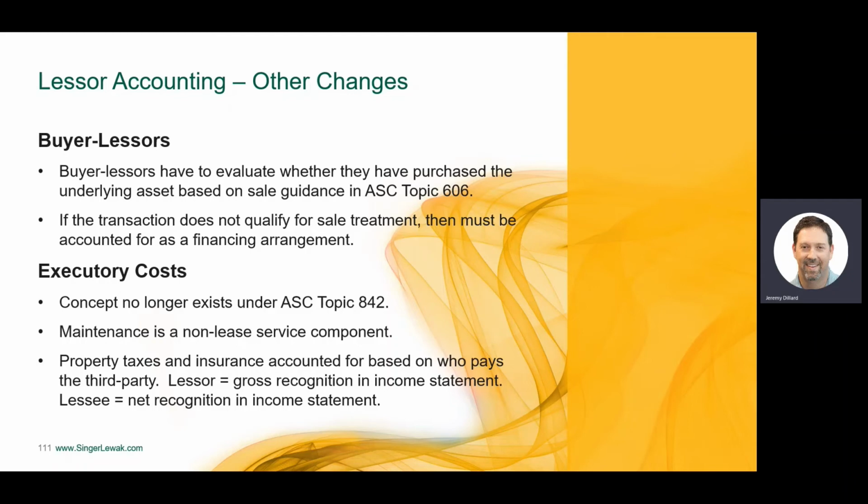Executory costs include maintenance, taxes, and insurance. For maintenance, this is the non-lease service component under Topic 842. For property taxes and insurance, they're accounted for based on who pays those costs. If the lessor pays the taxes and insurance, then it's recognized on a gross basis in the income statement, which means the lessee's reimbursement for those costs is included in revenue. If the lessee pays the taxes and insurance directly to the third party, then the lessor does not recognize them in the income statement.